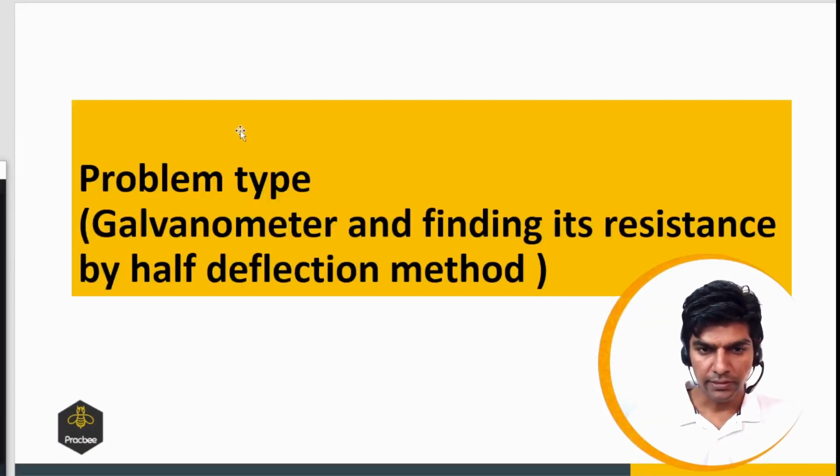Right, so now let us see the next problem type, and it is based on the half deflection method.